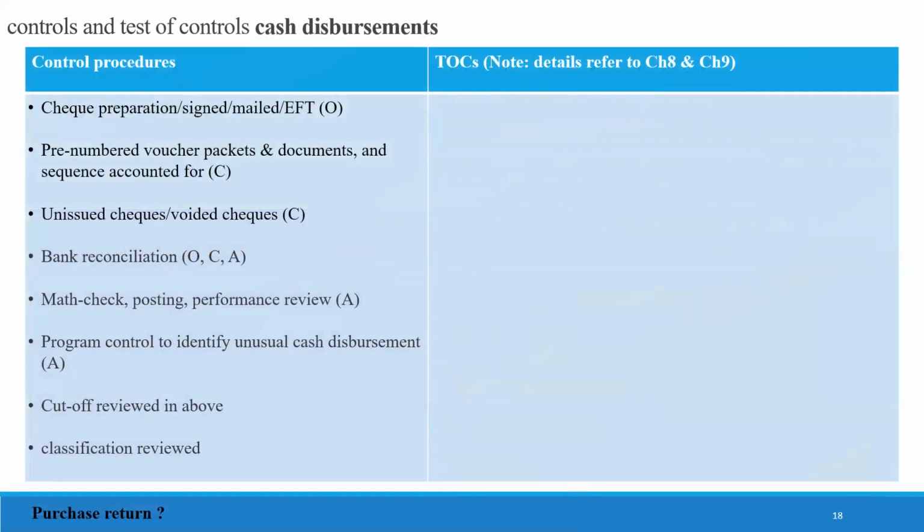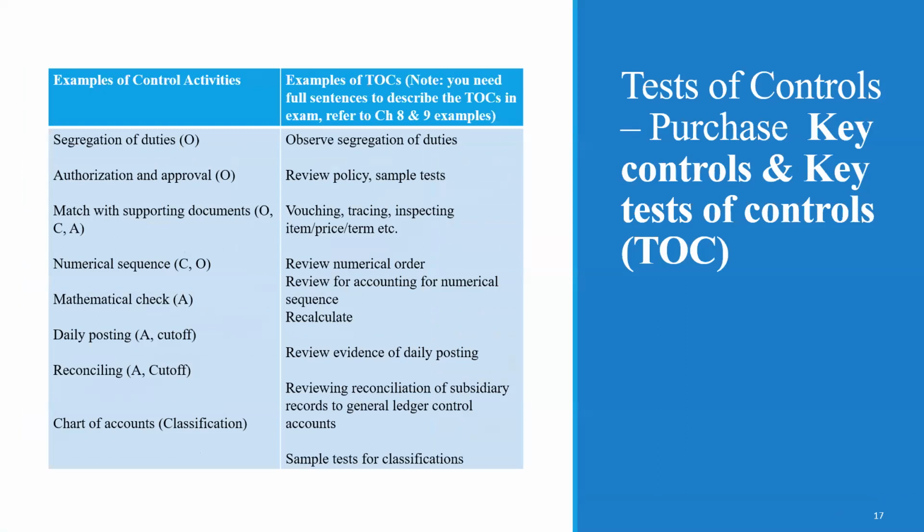Therefore, for the test controls, we have a few typical tests. In terms of segregation of duties, we usually do observation. In terms of authorization and approval tests, we usually can get the evidence from sample tests. In terms of matching with supporting documents, we can do an inspection of those vouchers, those important documents in the voucher system.